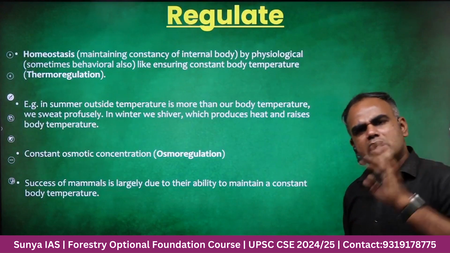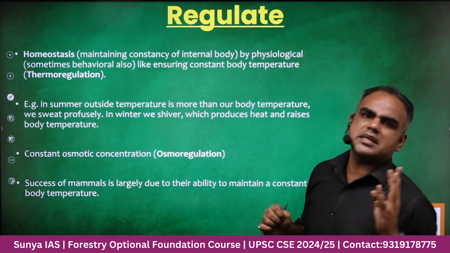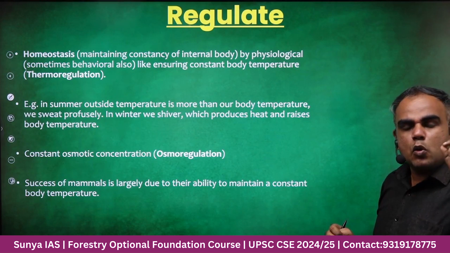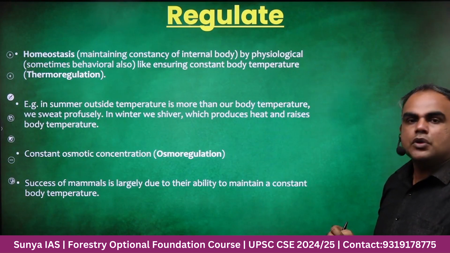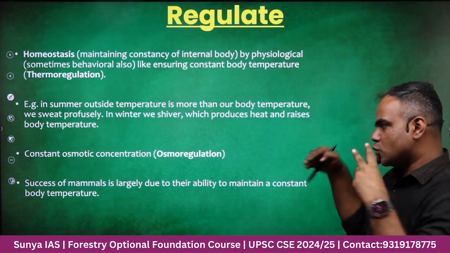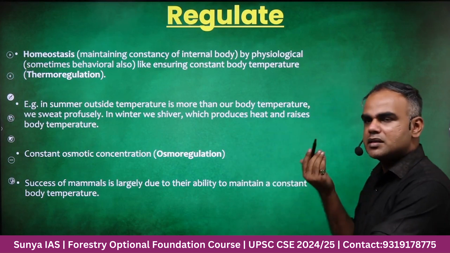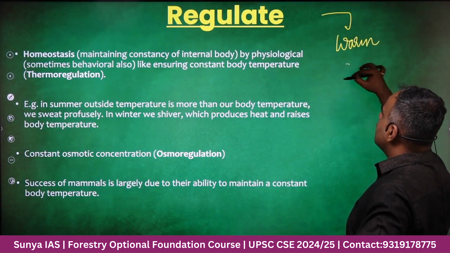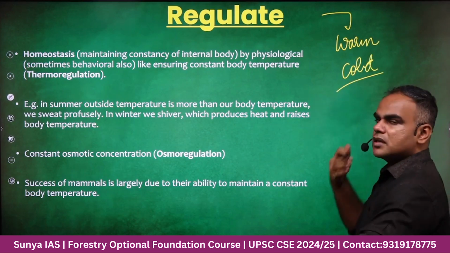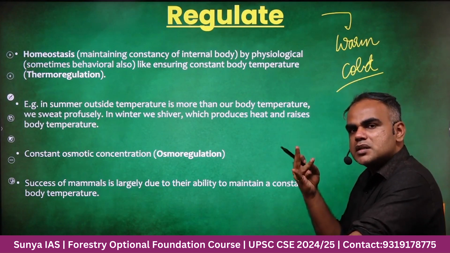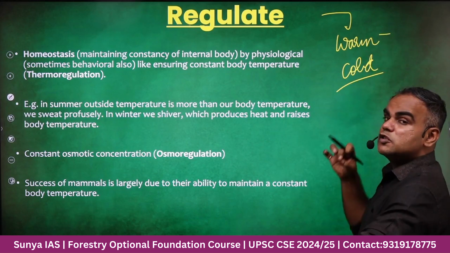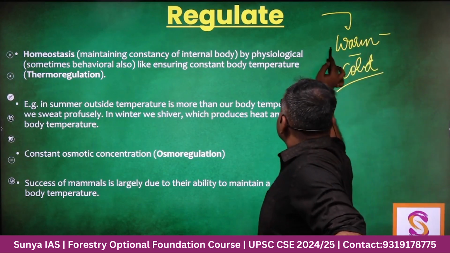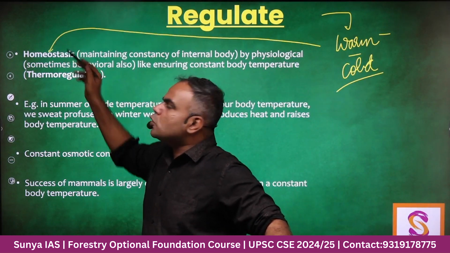Most of this you have already seen in good detail in your basic prelims. When I say regulate, what is to be regulated? Who can regulate body temperature? There will be 2 kinds of species. I think you have already seen this many times. One, you have warm blooded, and then you have cold blooded. Humans, mammals and birds are warm blooded, which means they are able to regulate their body temperature. The ability to regulate body temperature is known as homeostasis.